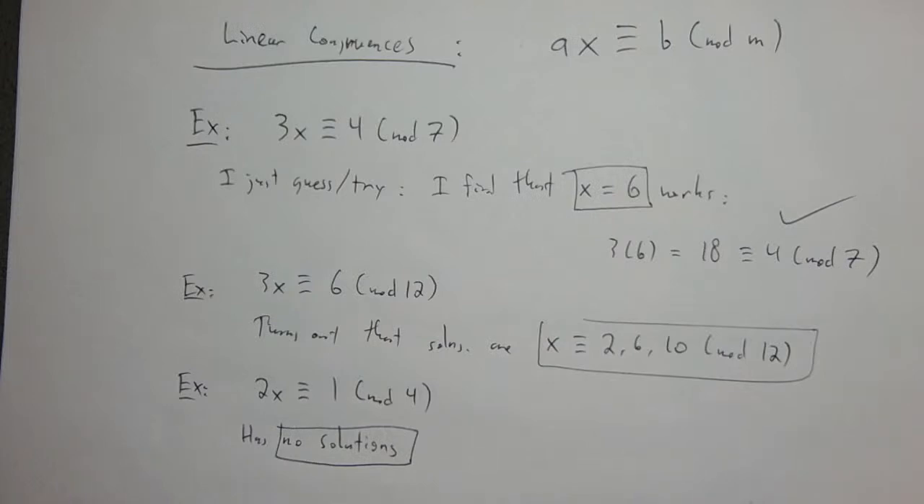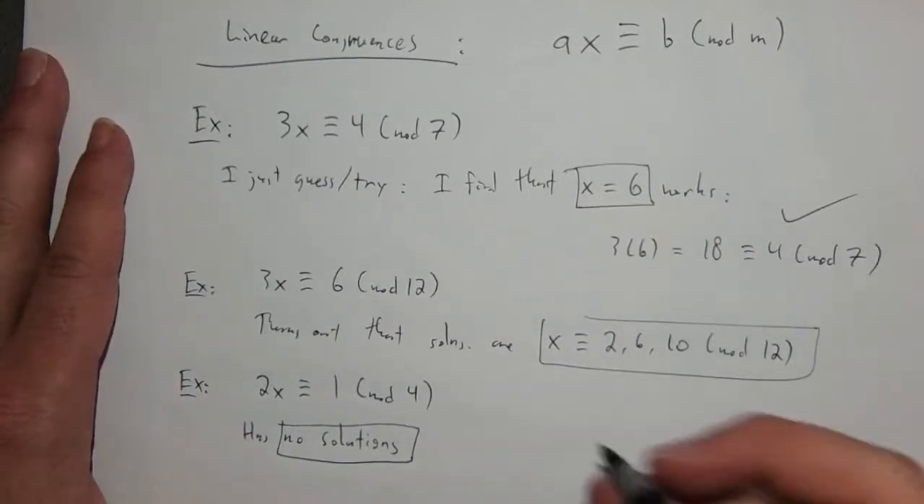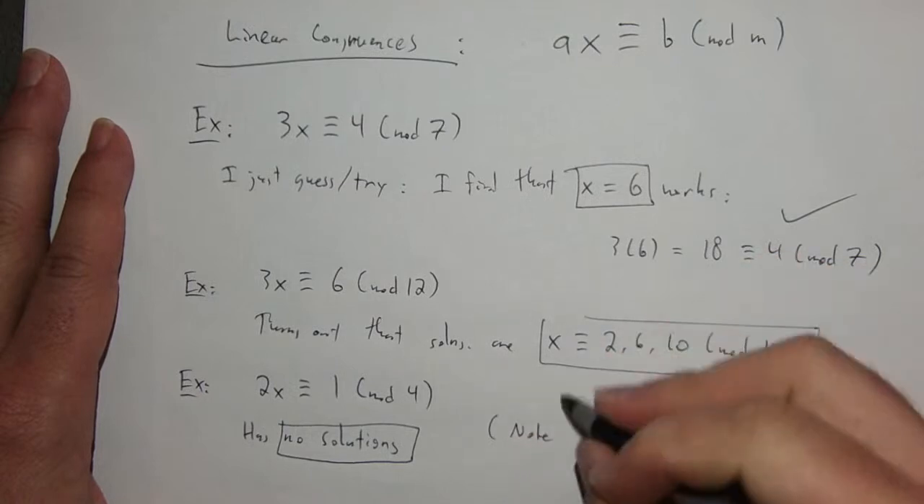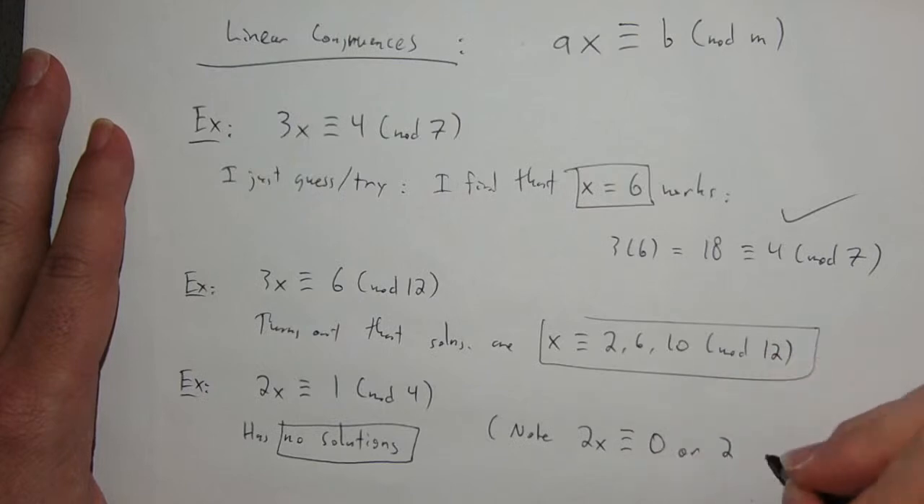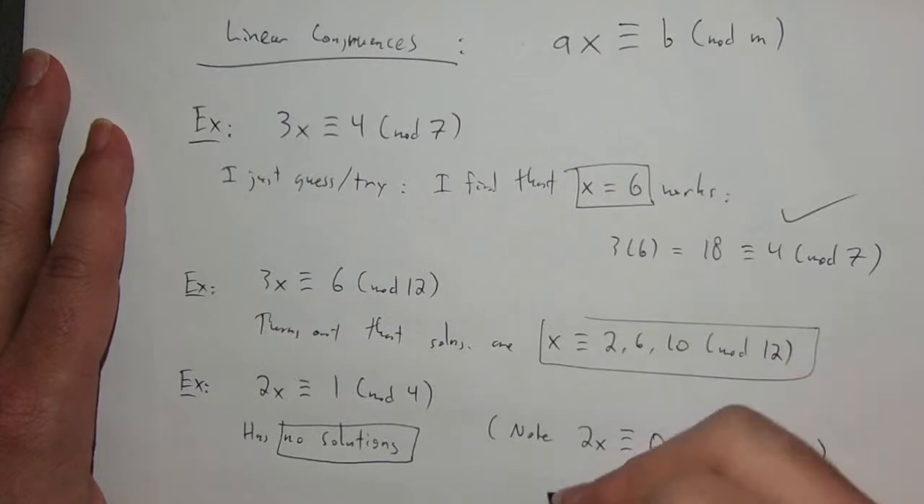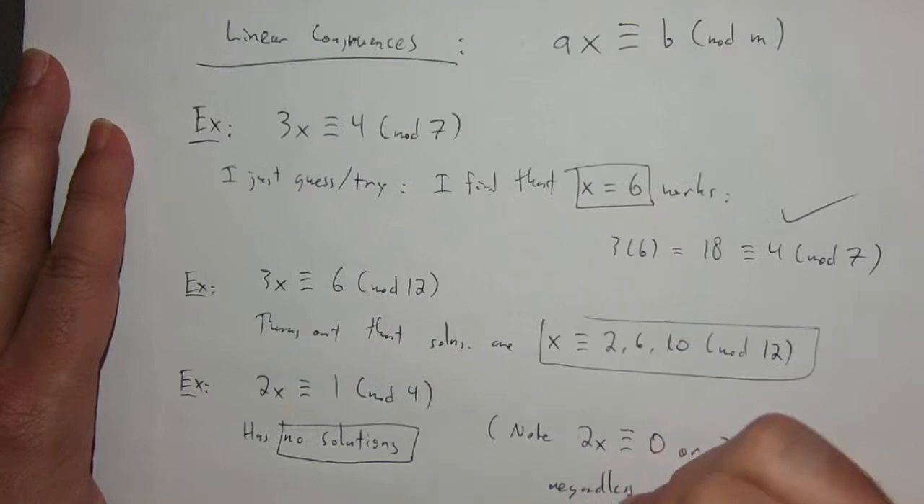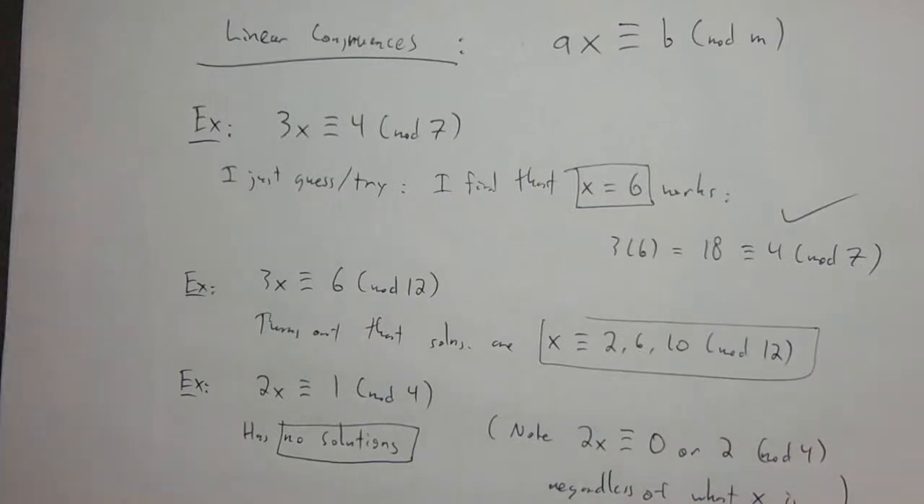If you take an even number and you divide it by 4, the only options for remainder are 0, in which case it's divisible by 4, or 2, in which case it's even, but it's not divisible by 4, right? So its remainder has to be 2. That's the only option. If its remainder was 1 or 3, then you could write it as an odd number, and that's impossible. So no solutions. Note 2x is congruent to 0 or 2 mod 4, regardless of what x is. Okay.